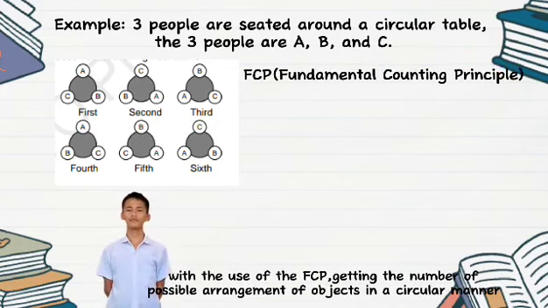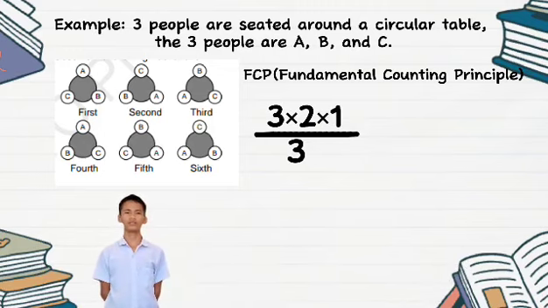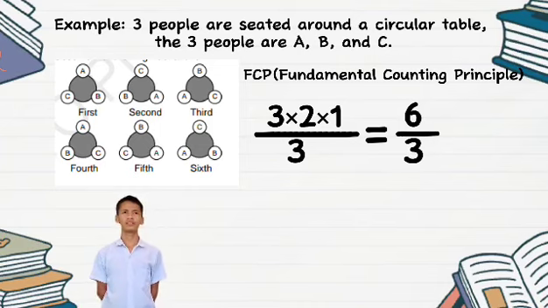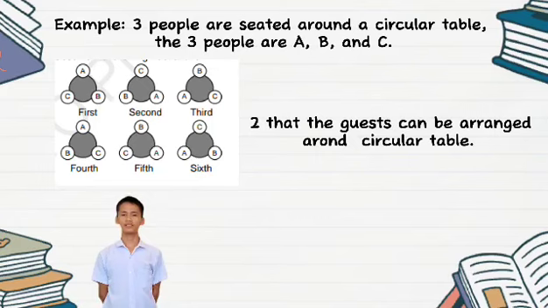With the use of FCP, we get the number of possible arrangements of objects in a circular manner by just dividing the possible arrangements of objects in a line by the number of objects involved in the circular permutation. So 3 times 2 times 1 over 3 is equal to 6 over 3, and 6 divided by 3 is equal to 2. So there are 2 ways that the 3 people can be arranged around the circular table.